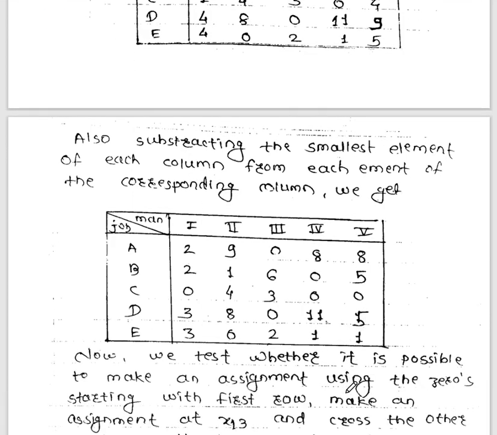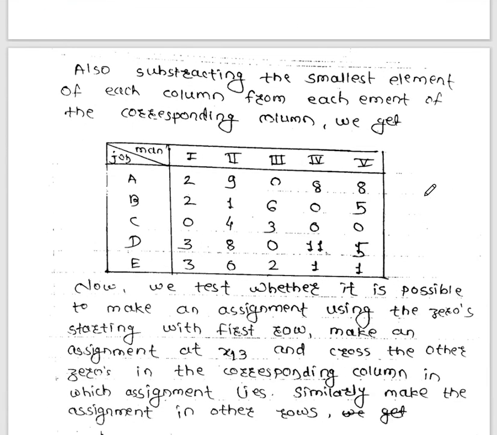Okay, so now if you observe, in each row and in each column there is at least one 0. That means you are ready to make the 0 assignment in each row and in each column. Okay, now we will make the zero assignment in each row and in each column. First we go to row-wise zero assignment.